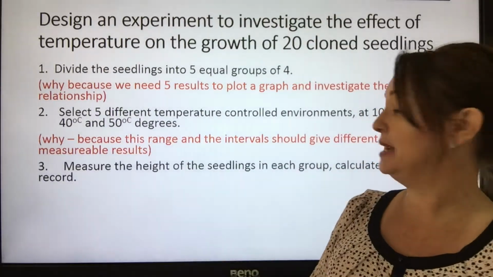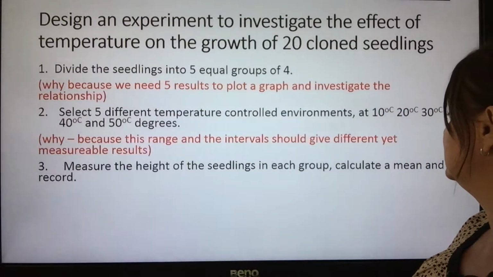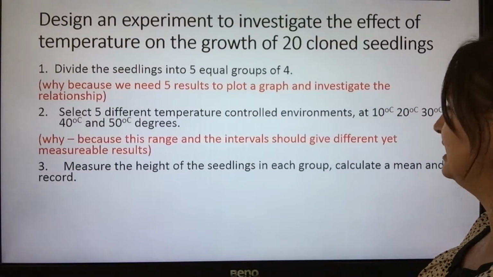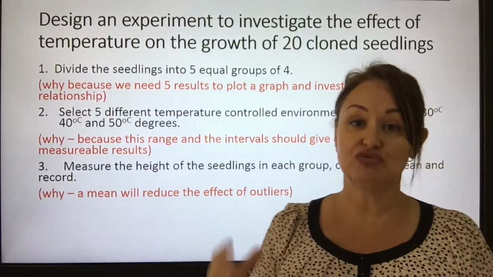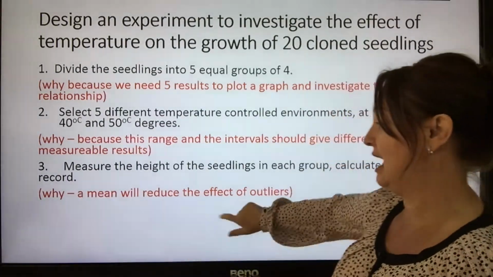Next thing we're going to do is measure the height of the seedlings in each group. We're going to calculate a mean and record that down. And the mean just reduces the effect of any outliers.